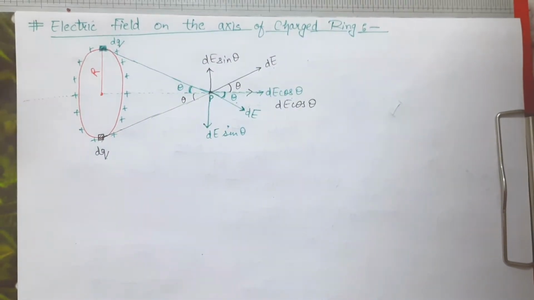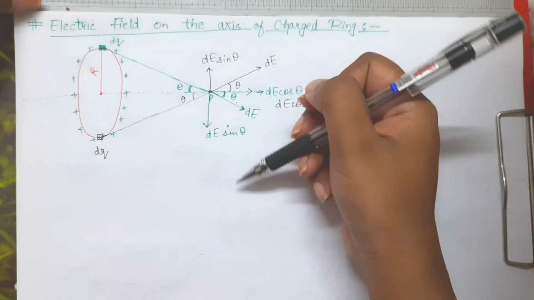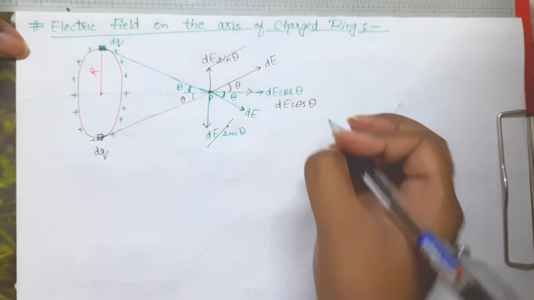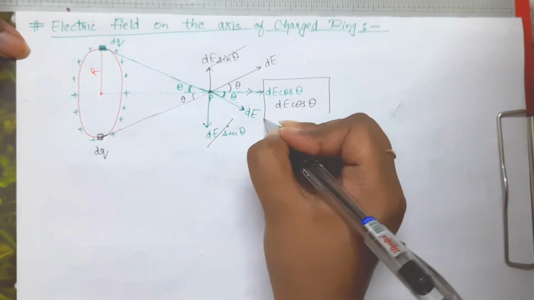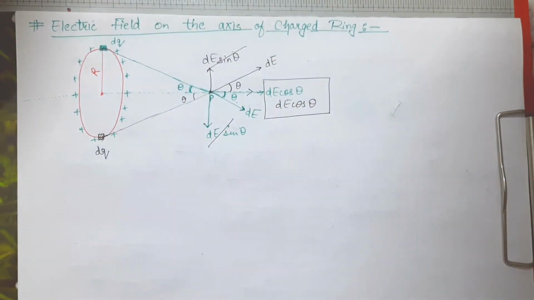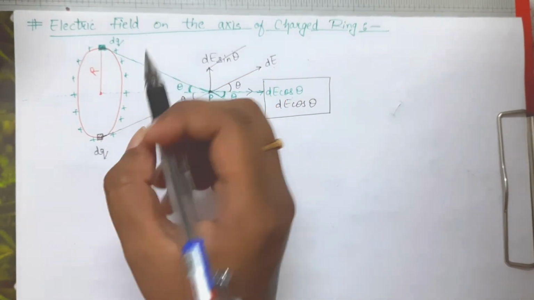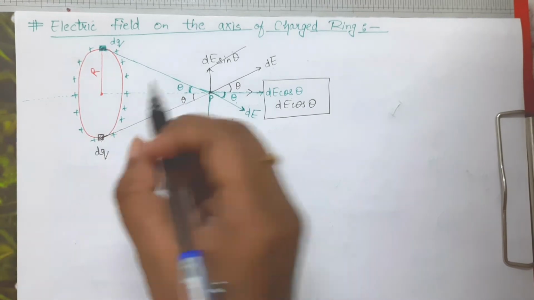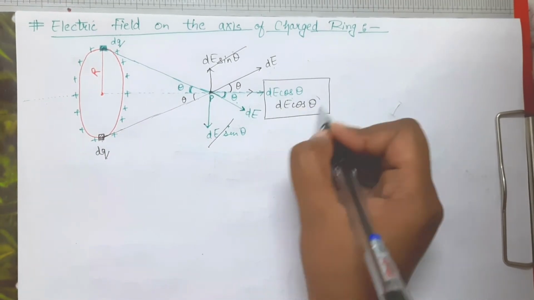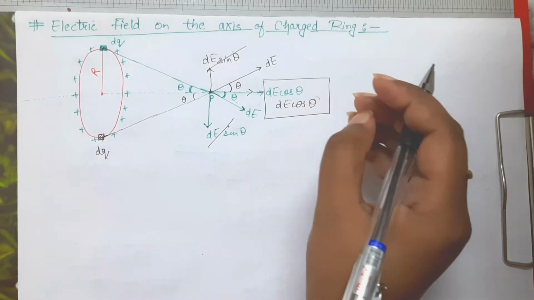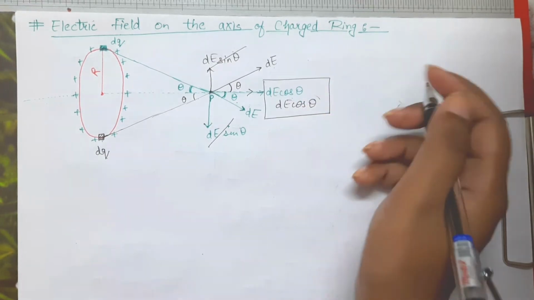So what we have observed is that there are two equal and opposite components, they will cancel each other out, and there are these components which will add up. So basically in this charged ring, the net electric field comes from the cos components. These components will add up to give us the net electric field.